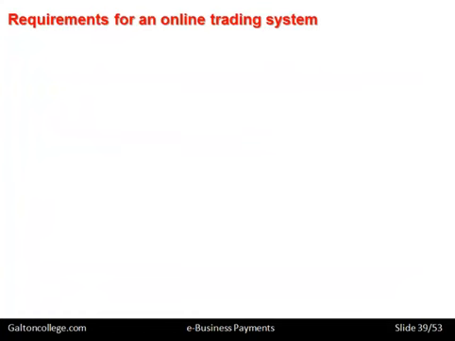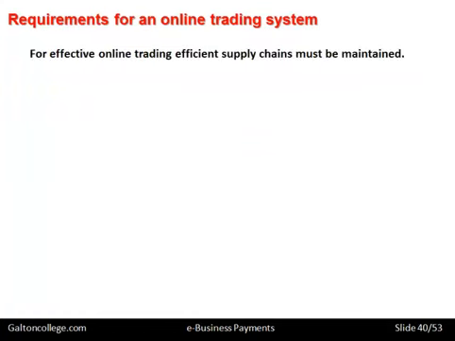Now, the requirements for an online system. Well, for effective online trading, supply chains must be maintained. For online trading, it's important that there are effective supply chains. It's pointless making goods available online if the goods are not in stock, if they're not ready to be dispatched. Generally speaking, people who purchase online want an efficient service.